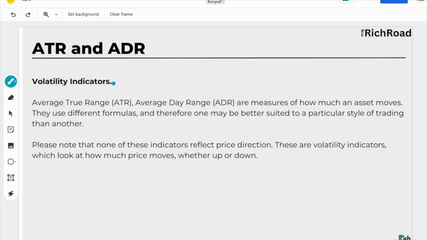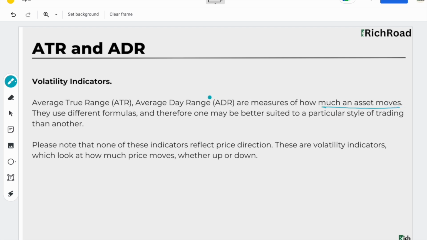So let's talk about ATR and ADR. So these are what? Volatility indicators. As we have seen in episode 1, we will have 3 kinds of indicators: momentum, trend and volatility. Today we are looking at a volatility indicator. ATR stands for average true range. ADR stands for average day range. These are measures of how much an asset moves.